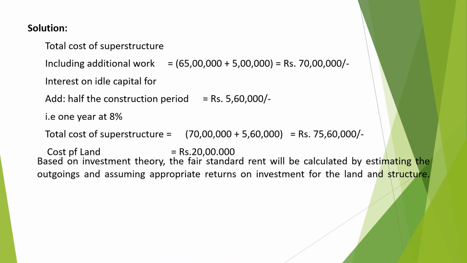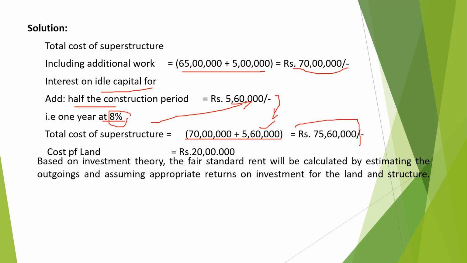See here. So total cost of superstructure is 65 lakh plus 5 lakh additional amount which you have to spend. So it is 70 lakh. Interest on the idle capital: we will assume that for 1 year, half the construction period at 8%, it is 5 lakh 60,000. So total cost of superstructure will come out to be 70 lakh plus 5 lakh 60,000. This is interest. So total will come out to be 75 lakh 60,000, and cost of land is 20 lakhs. So these things are to be considered. So we will calculate the fair standard rent based upon the investment theory. See how it will be done.